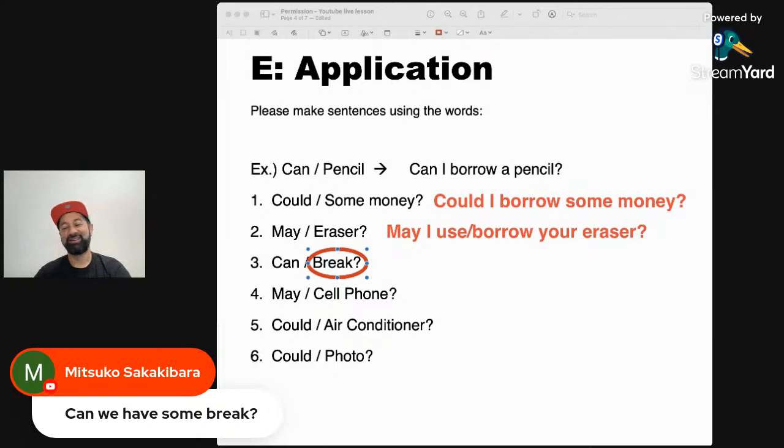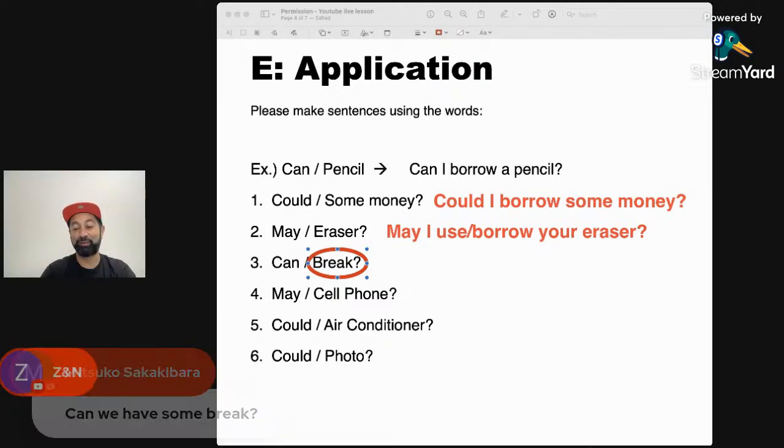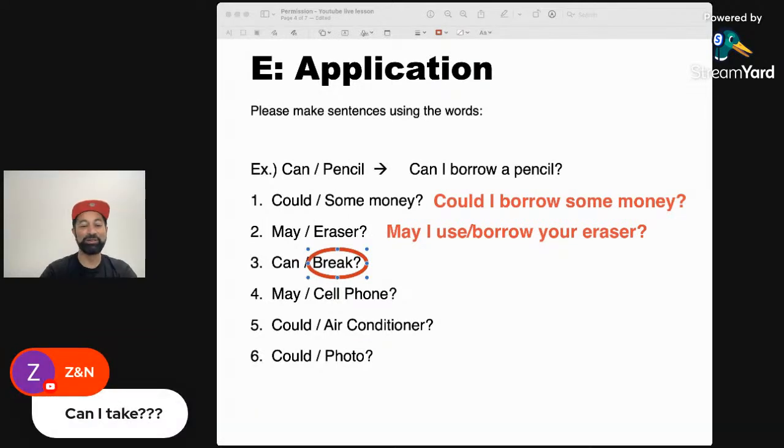Z and N, can I take? Very good. That is the correct verb to use. Whenever we're talking about break, the verb we want to use is take. Now, second, break is countable. It's a countable noun, so that means I can count it. For example, today I took 2 breaks. Maybe tomorrow I'll take 5 breaks. In this situation, I want 1 break.